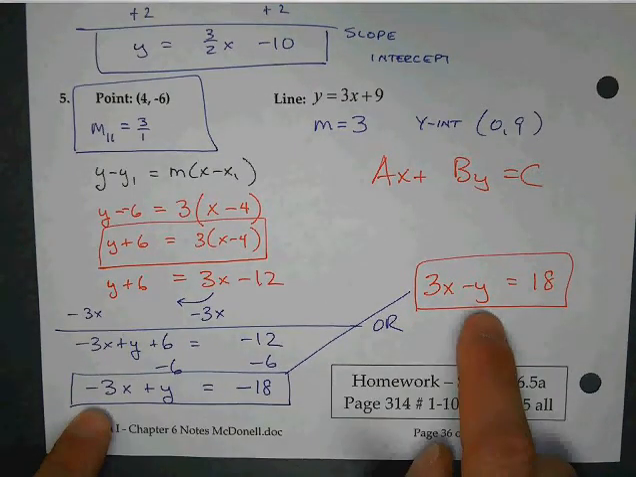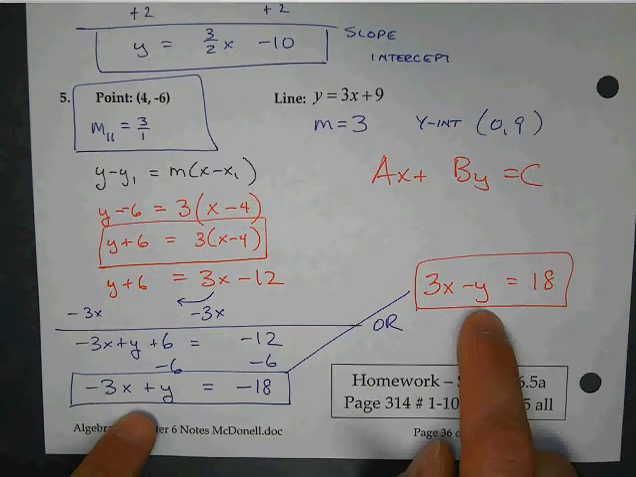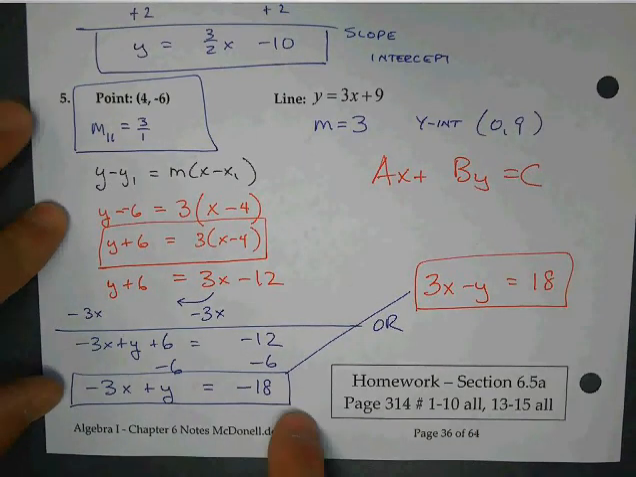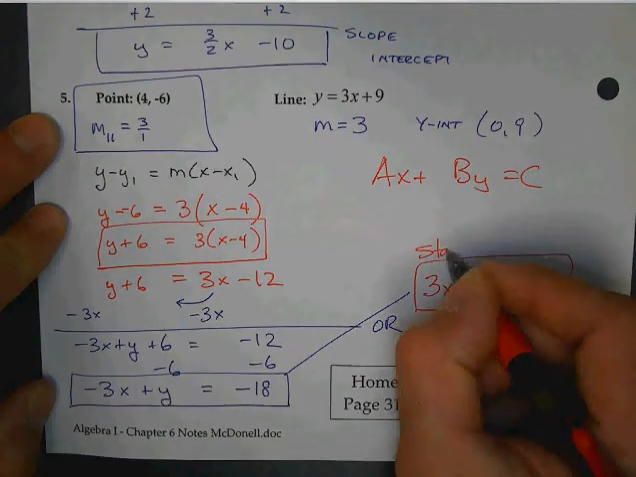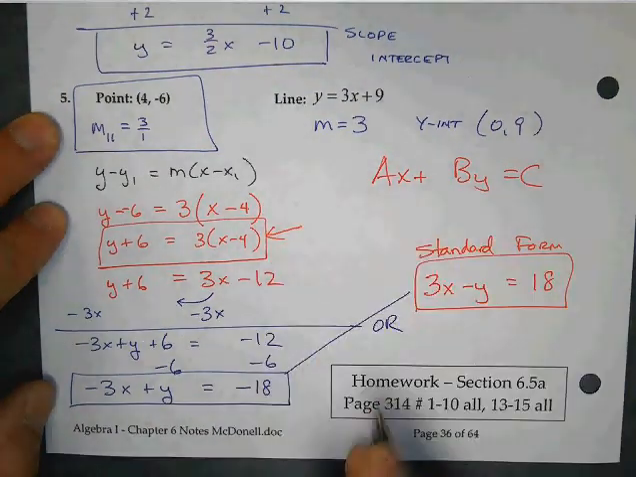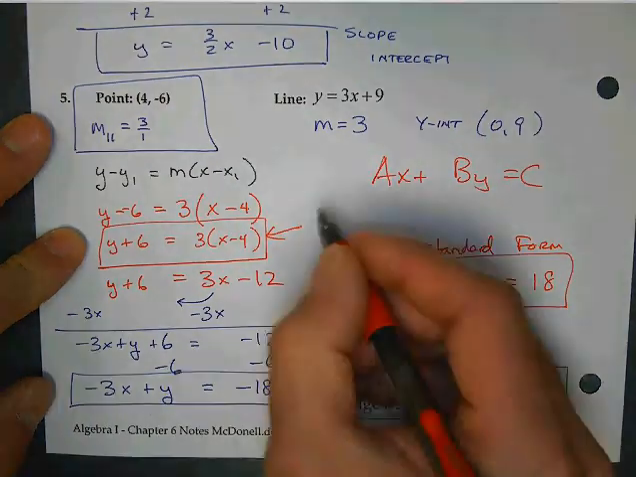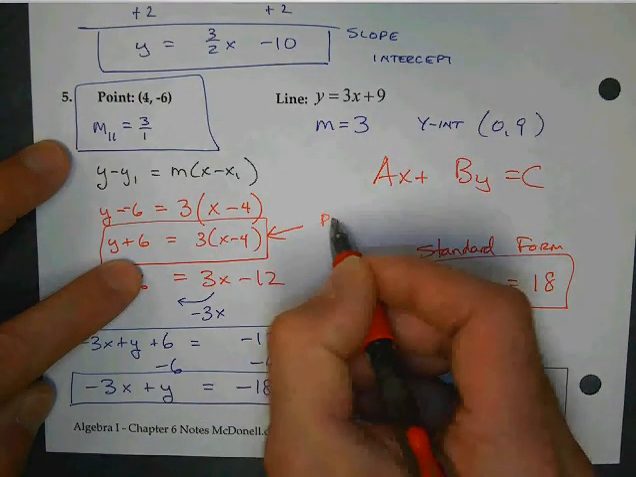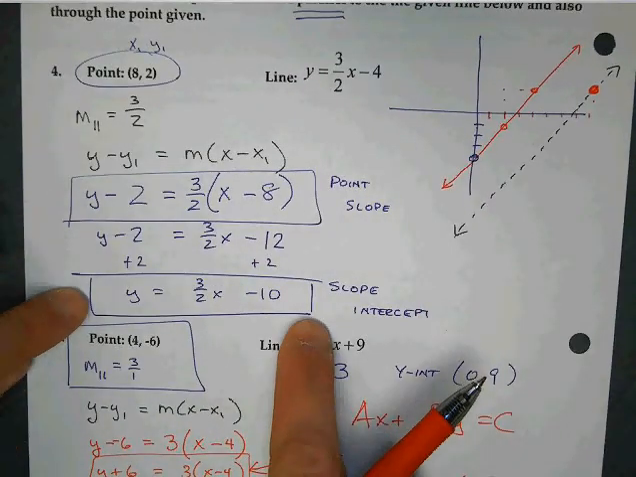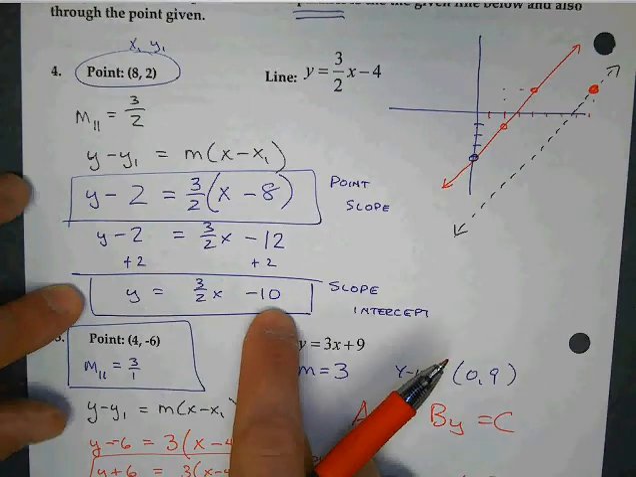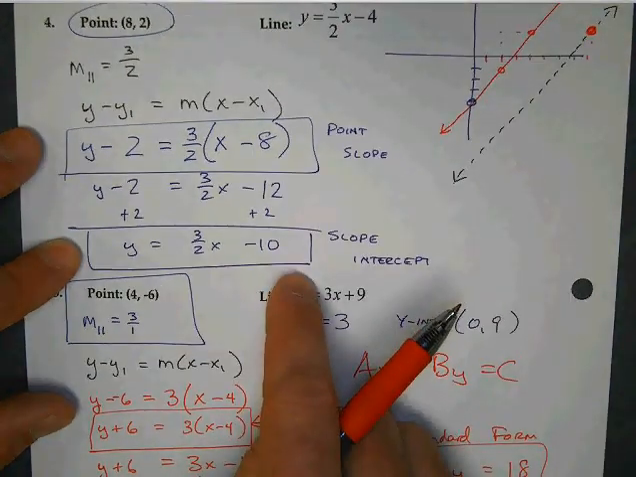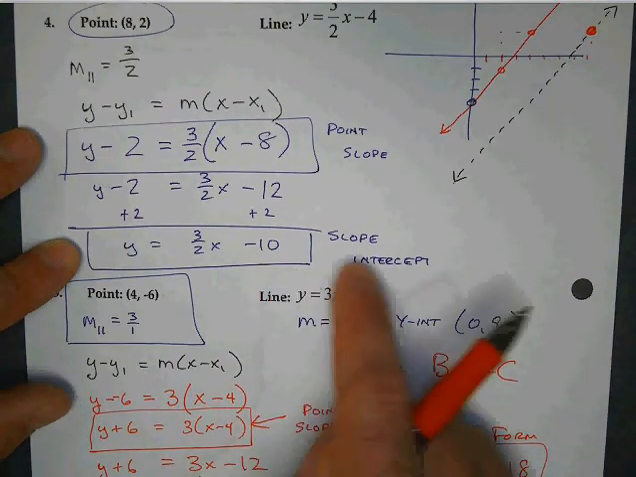Why do I like the red box better than the blue box? They're both right. How many negatives does this have? 1. How many negatives does this have? But both of these are called what form? Standard form. What's this form called? Point slope. Coming up here, what's this form called? Slope intercept. And remember from TJ's teaching us, the intercept here is always written how? 0, comma, a number. That's the y-intercept.